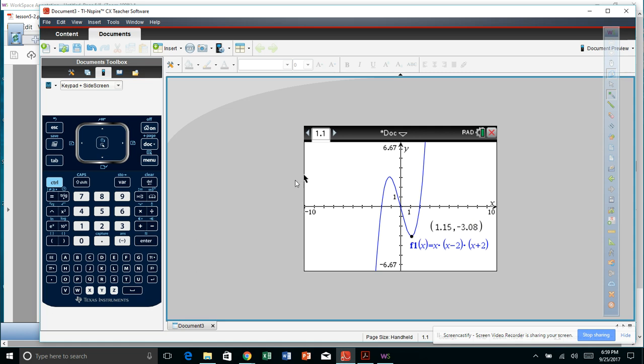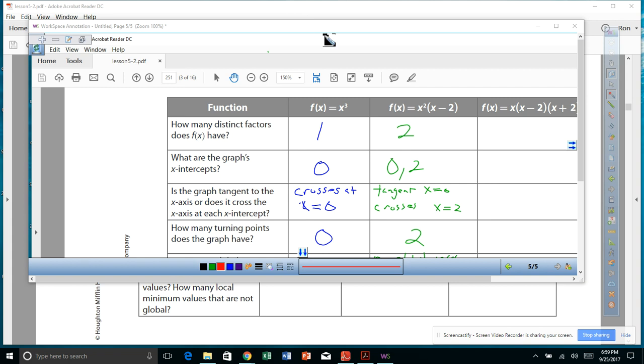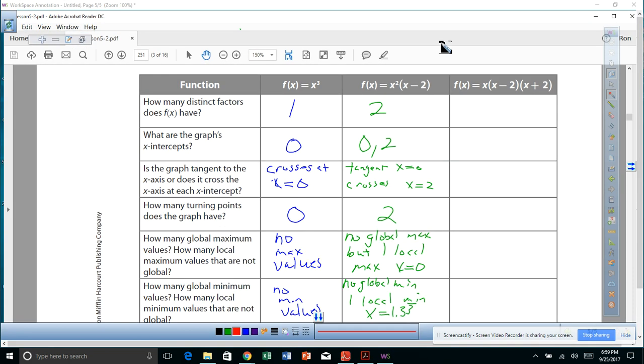Now that's a little bit different. How many distinct factors do we have? This time we have 3 distinct factors: x, x minus 2, and x plus 2. Each of those you can set equal to 0. So we have 3 distinct factors.